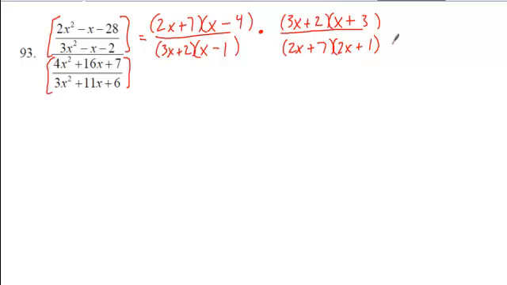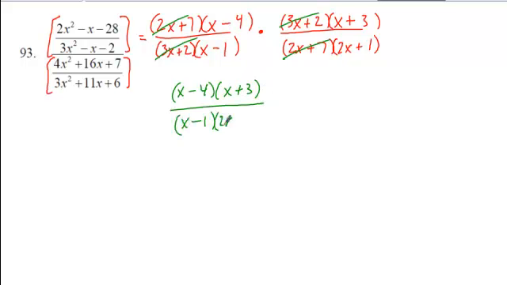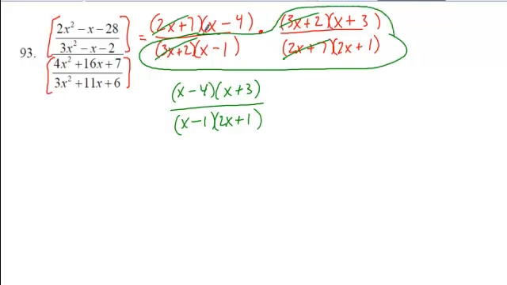Once I get here, I can look to cancel any common factors. So there are my common factors that cancel. I'm left with my answer x minus 4, x plus 3 in the numerator. In the denominator, x minus 1, 2x plus 1. Because I inverted and multiplied, I have to consider all the canceled factors in the denominator as well as any uncanceled factors in the numerator. So these are my factors that I need to pay attention to.